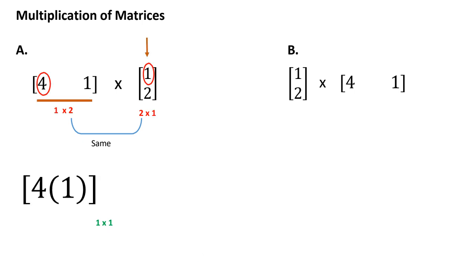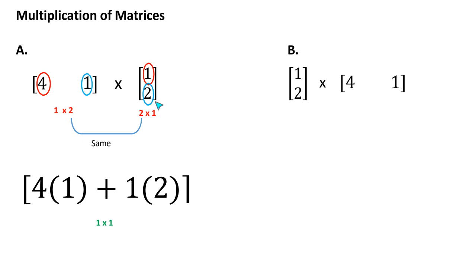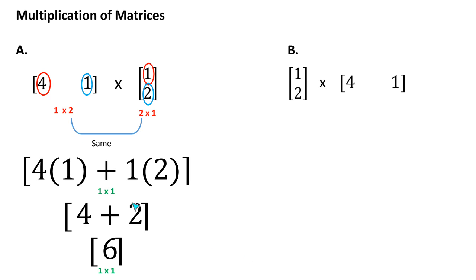So if we want to multiply, what we do is we take that first row and multiply it with the first column, multiplying the corresponding entries. So 4 times 1 would be 4. Then next we multiply 1 times 2. And then we add the two products together. So 4 times 1 is 4, 1 times 2 is 2. If we add those together, we get 4 plus 2, which is going to be 6. So that would be our answer.